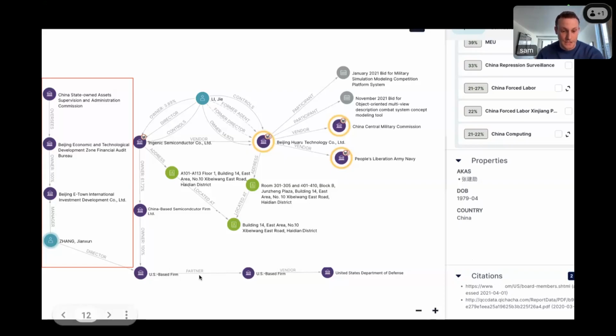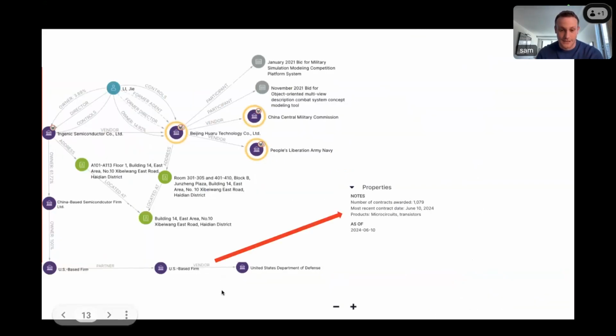Now, this US-based firm has a partner in the US, and as I go here, I can see a little bit more information. But if we wanted to look at another way of leveraging OSINT, we can see here that the US-based firm that partners with another US-based firm is ultimately retaining, as of 2024, over 1,000 contracts with the US DoD specifically for microcircuits and transistors. So I'm going to pause there. I bet there's questions. We'll leave them to the end.